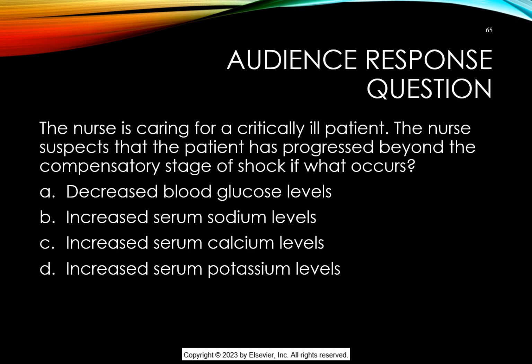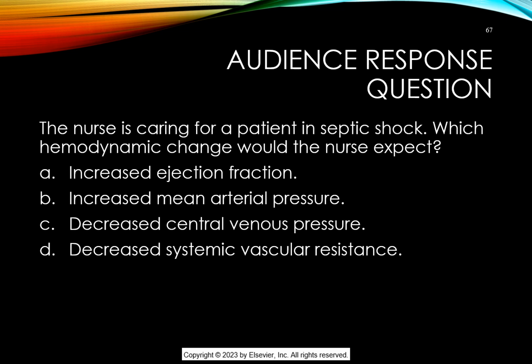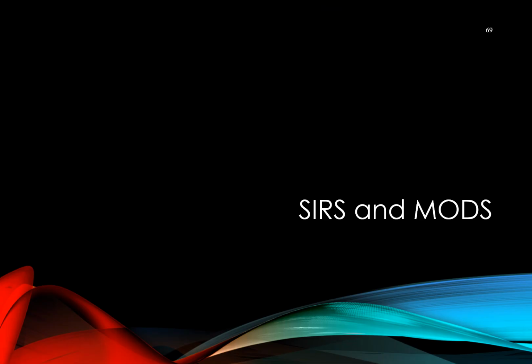So this one, if we've progressed beyond the compensatory stage, what might we see if you think about the glucose, sodium, calcium, or potassium? Increased serum potassium. So why would that be? Potentially because other organs are not being perfused that help us regulate our potassium. Septic shock. What are we going to see here as far as our heart? We're going to see decreased systemic vascular resistance.